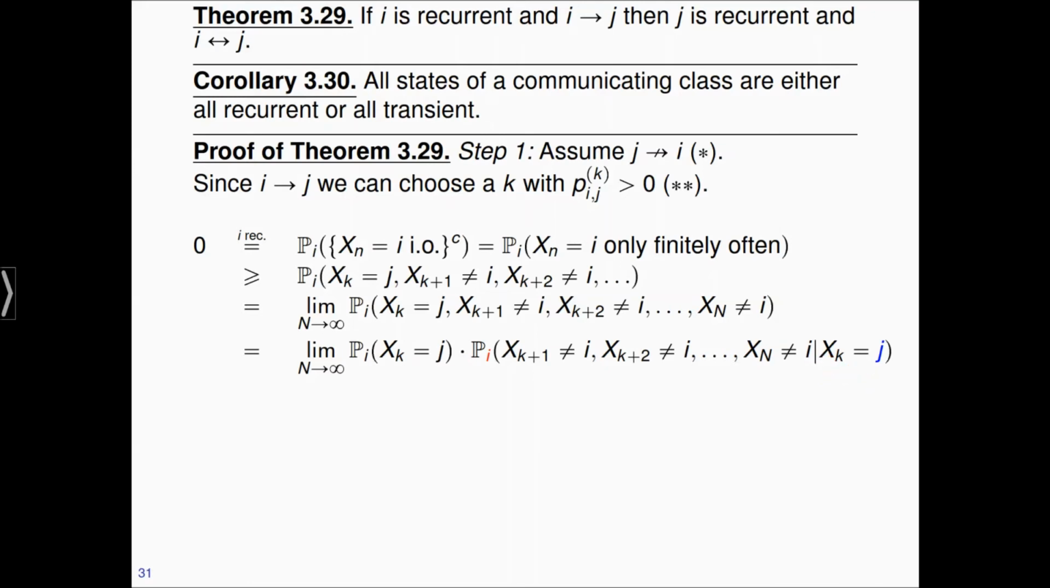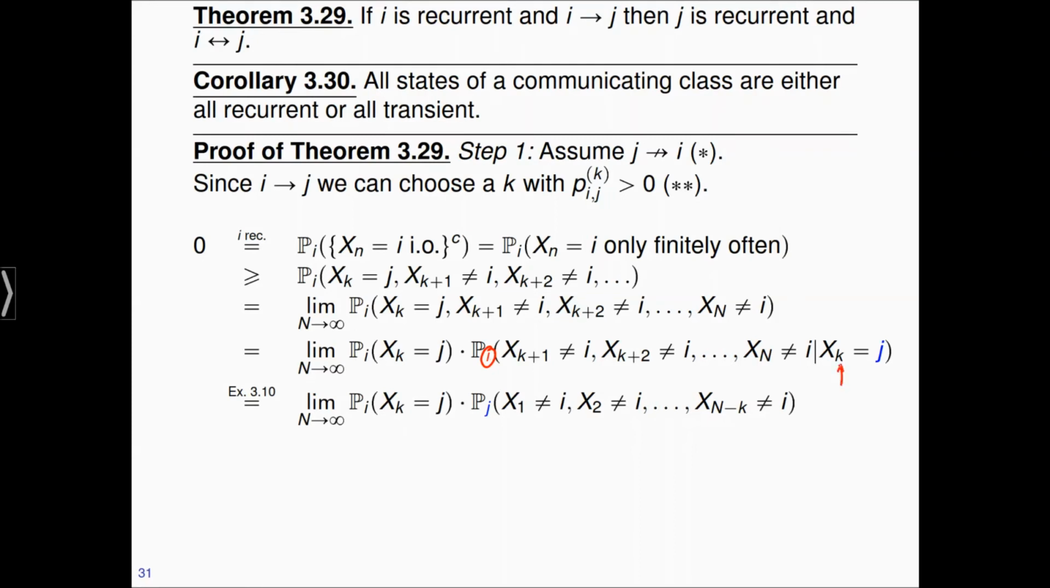So this step was just multiplying and dividing by the same factor, namely this one, and then writing the second part here as a conditional probability. The next step is exercise 3.10, which says the following. You have whatever initial distribution.